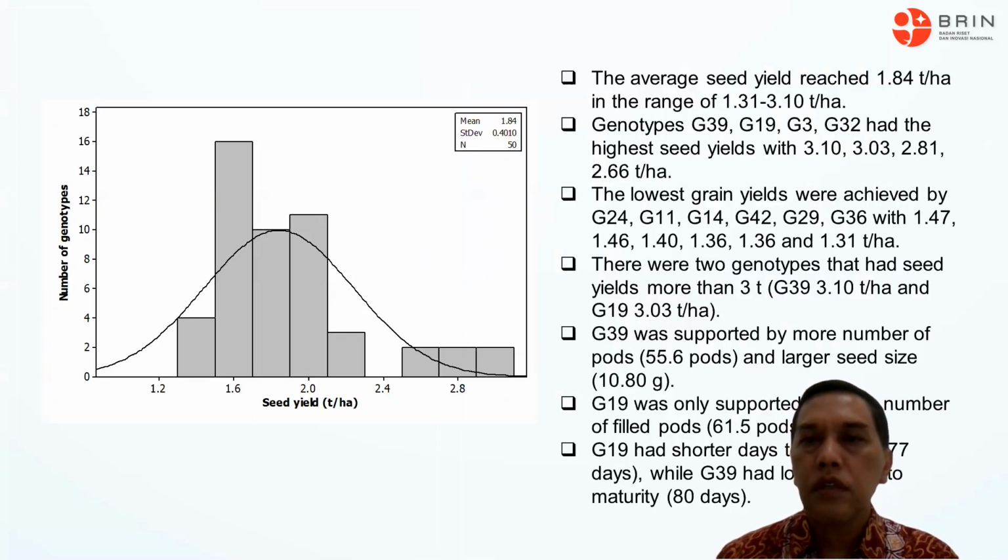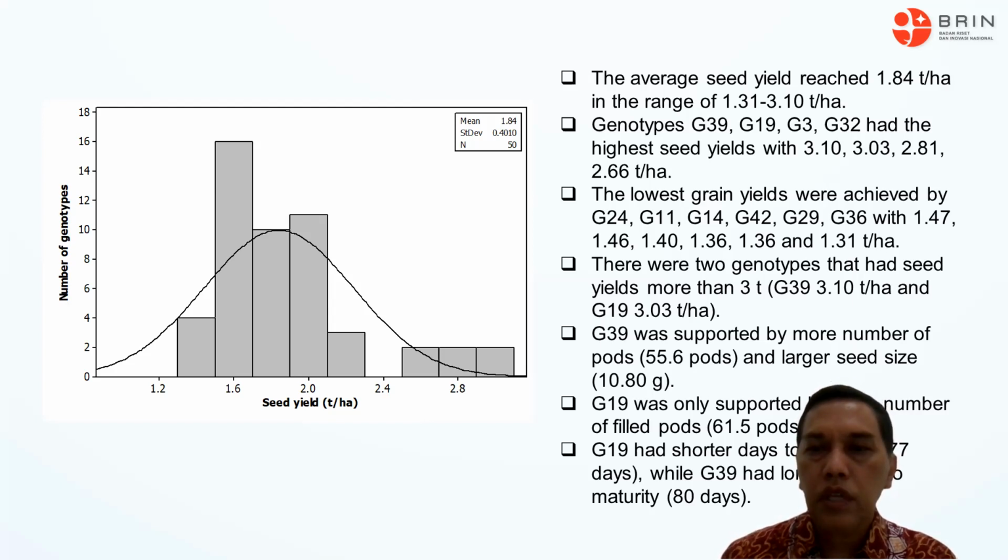The average seed yield reached 1.84 tons per hectare, in the range of 1.31 to 3.1 tons per hectare. Genotypes G39, G19, G3, and G32 had the highest seed yield. The lowest seed yields were achieved by G24, G11, G14, G42, G29, and G36.